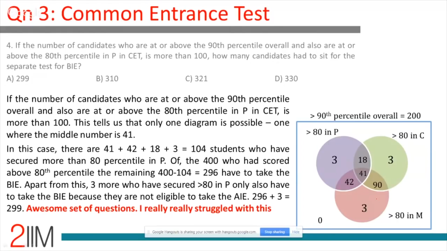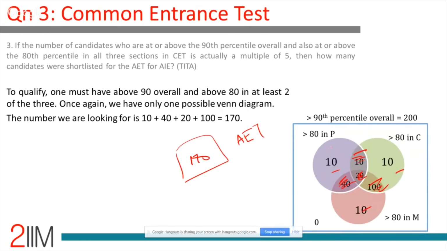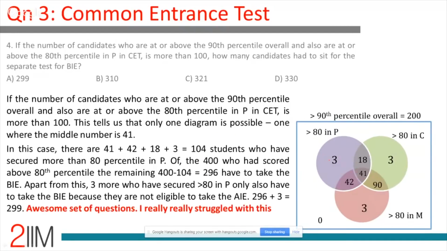So here we are selecting from 2 Venn diagrams. So we're looking at either this one or this one. If it were this diagram, then you're dealing with 40 plus 20 plus 10 plus 10. It adds up to only 80. In this case, it will be 42 plus 41 plus 18 plus 3. 21, 62, 104. So effectively, we are being told the situation is like this.